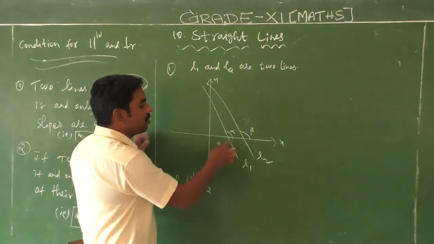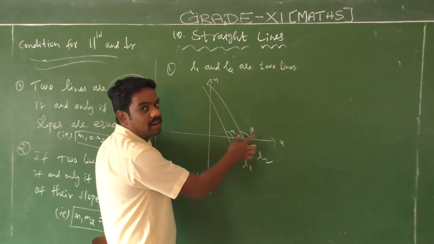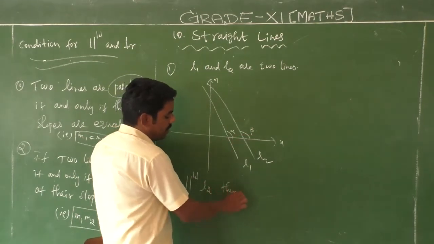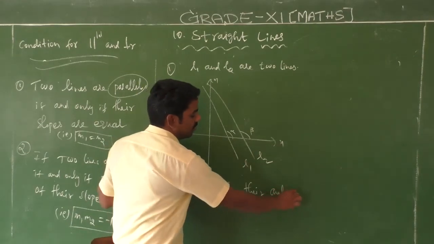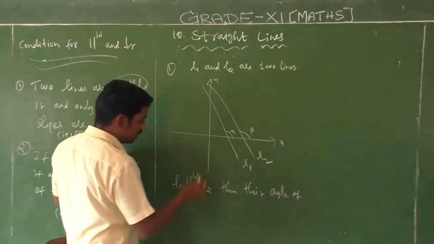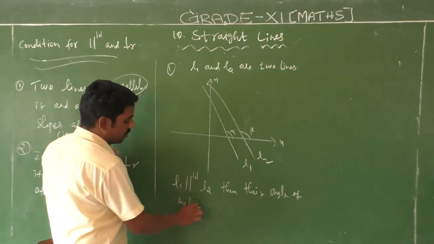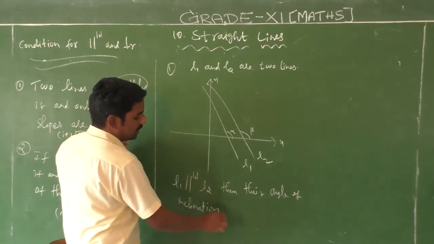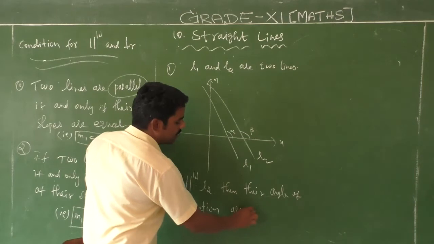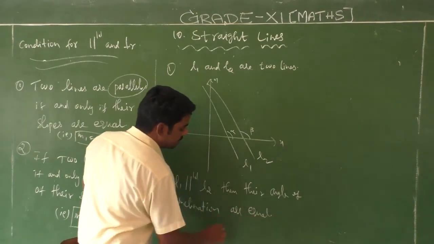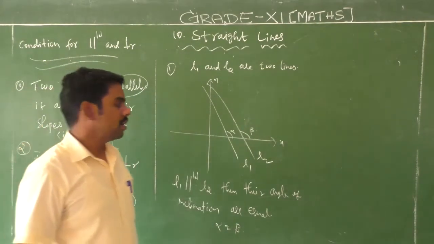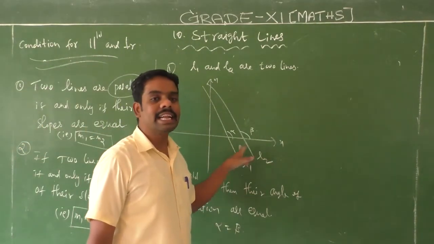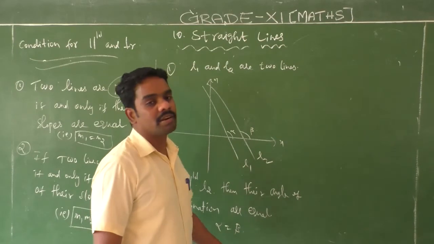Then their angles of inclination alpha and beta are equal. If two lines are parallel, then the inclinations are equal. That is alpha equal to beta.